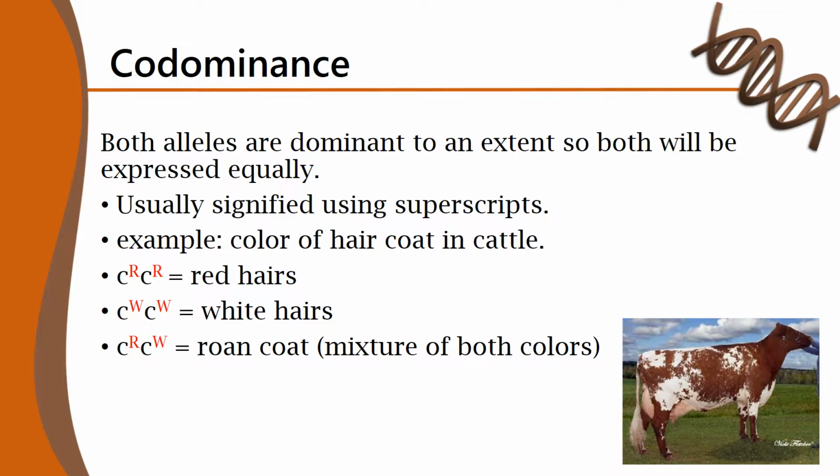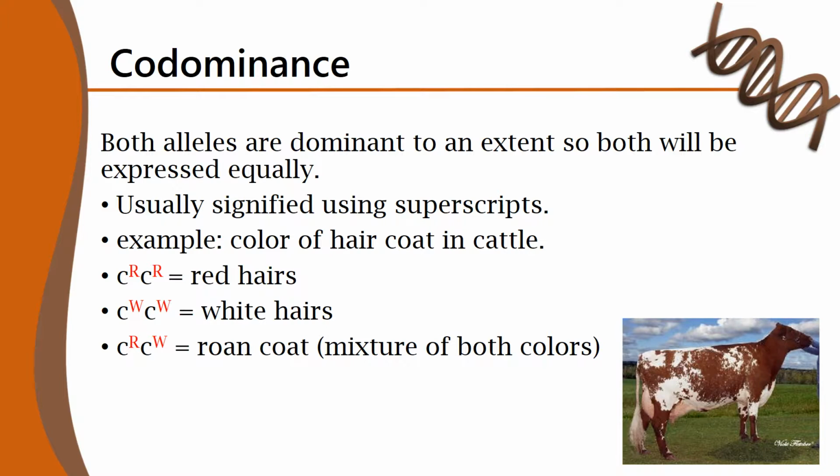So what is codominance? Well, codominance is when both alleles are dominant. So both are expressed. You can end up seeing both of the traits. An example of this is hair color in cows. So you can see in the picture in the bottom right there, the red hair and the white hair are both visible. You can often notice a codominance genetics problem when they talk about spotting.